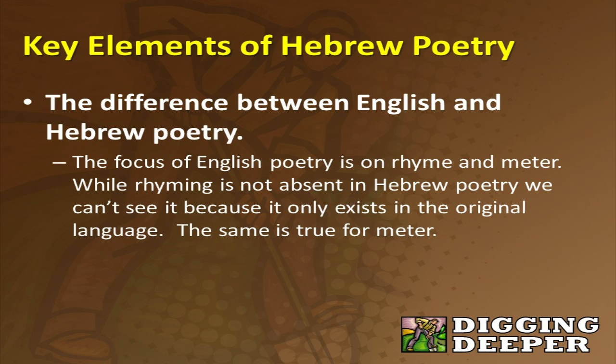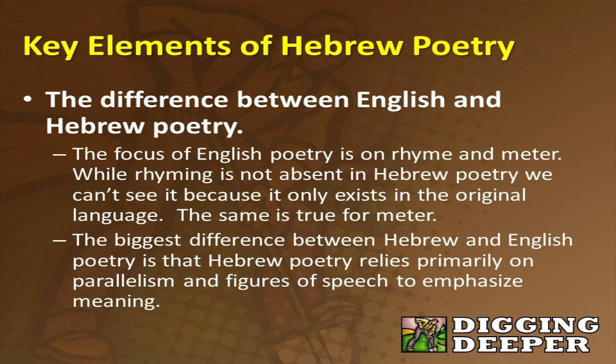Now, rhyming is not absent from Hebrew poetry. The problem is we can't see it because it only exists in the original language. And the same is true for meter. The biggest difference between Hebrew and English poetry is that Hebrew poetry relies primarily on parallelism and figures of speech to emphasize meaning. So let's take a look at both of these.